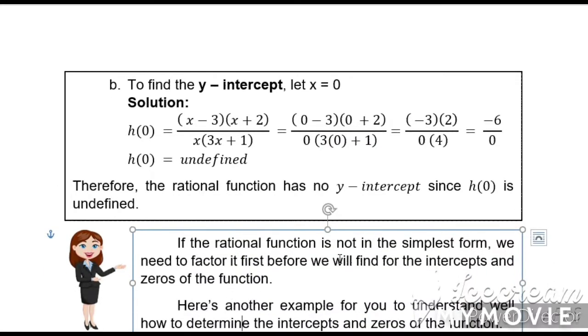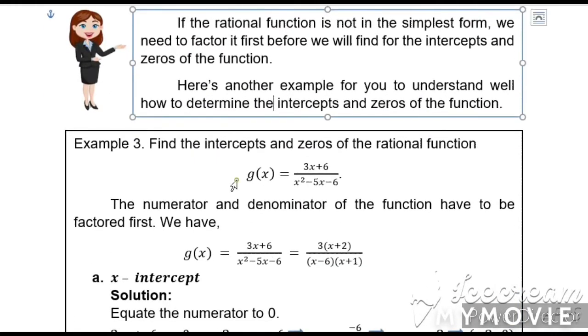Take note, if the rational function is not in the simplest form, we need to factor it first before we find the intercepts and zeros of the function. Here's another example for you to understand well how to determine the intercepts and zeros of the function.